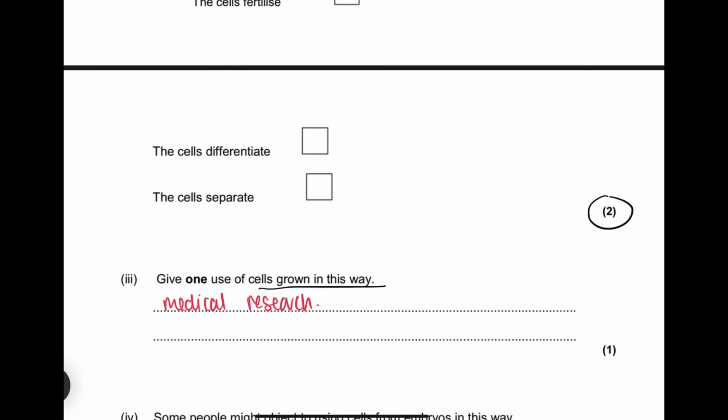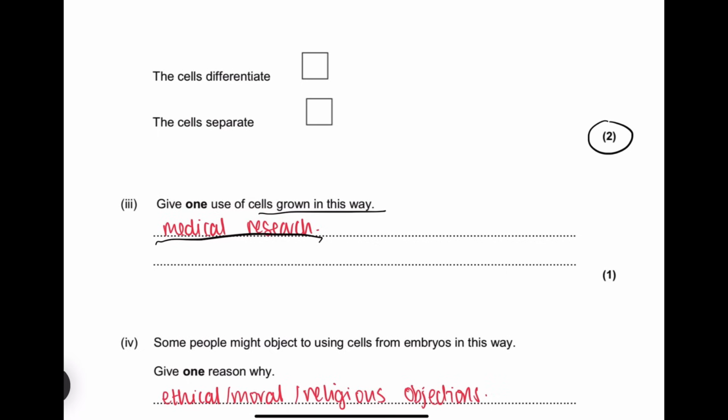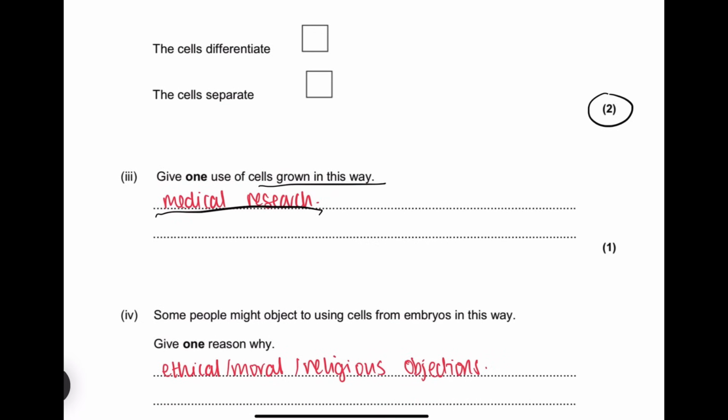One way that I think you should memorize is medical research. This is because they're able to grow so many different types of cells, and because they grow all these different types of cells, they're able to use them for medical research instead of just using a person.